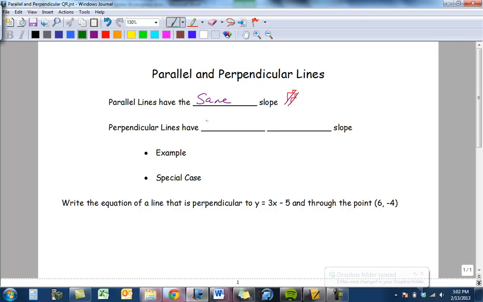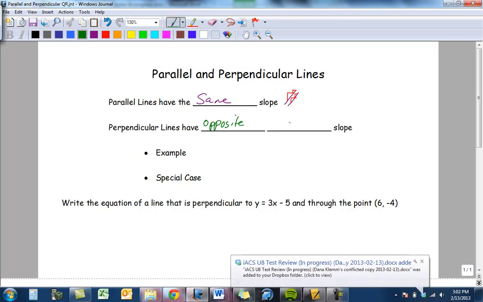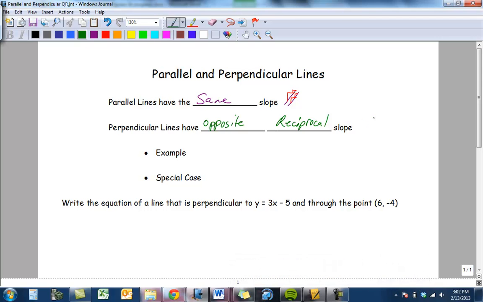Perpendicular lines have opposite and reciprocal slope. All right, now the symbol for perpendicular looks like an upside down T. All right, now, an example of a perpendicular slope, if the slope is, let's talk about like I said before, if the slope is 3/2, what would be the slope of the perpendicular? M of the perpendicular would be, well, the opposite, this is positive 3/2, so the opposite would be negative. And then the reciprocal, 2/3.